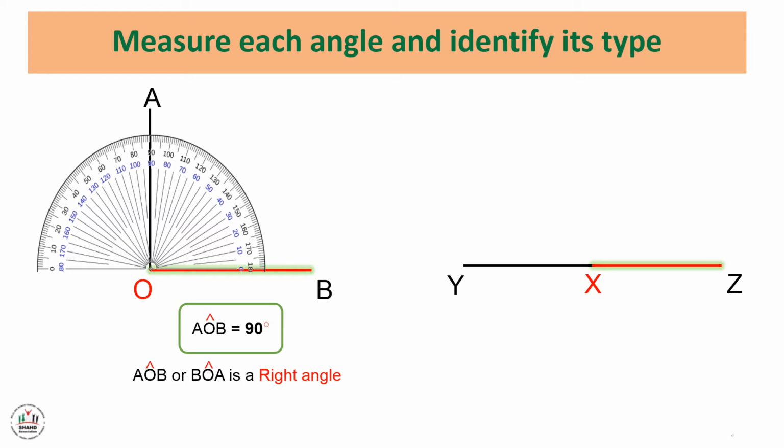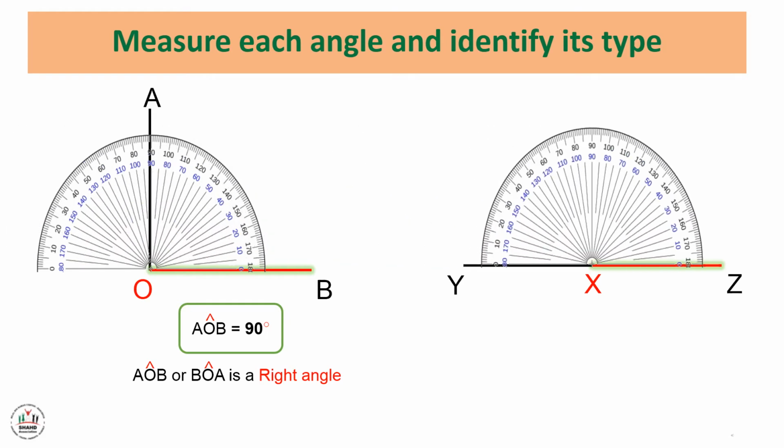Second example. To measure the angle X or to measure the angle YXZ or ZXY, we put the center of the protractor on vertex X and the line of the protractor on side XZ or side XY. Like this.